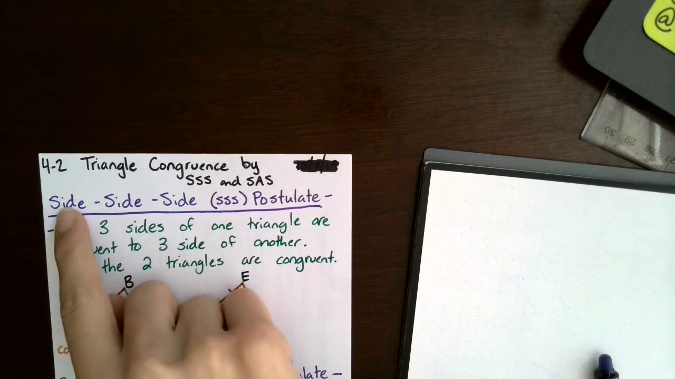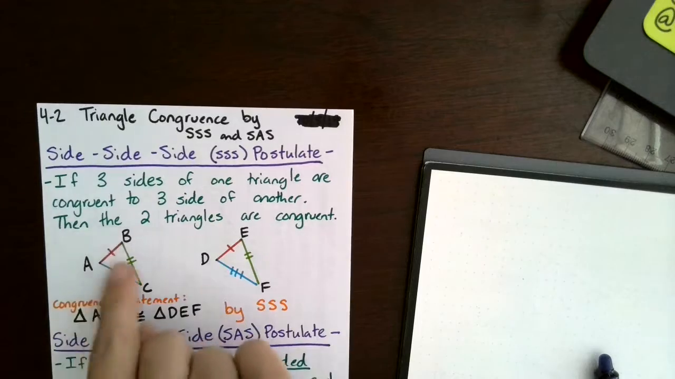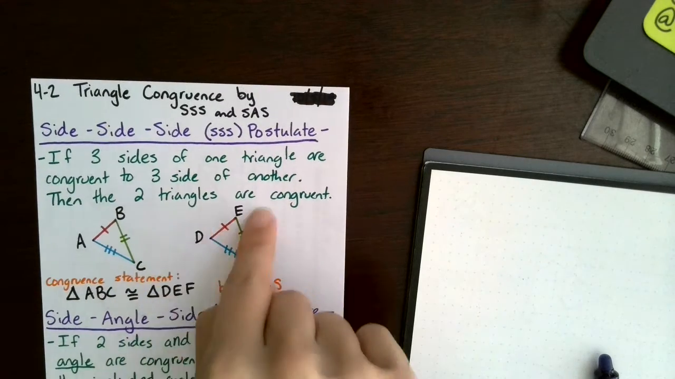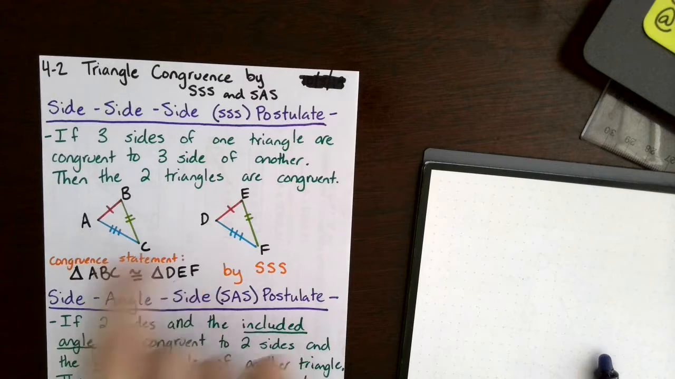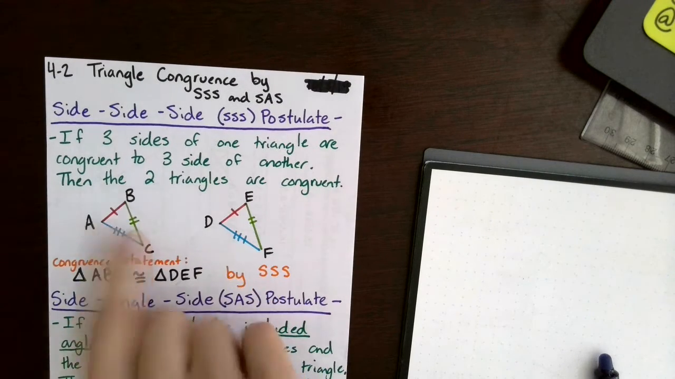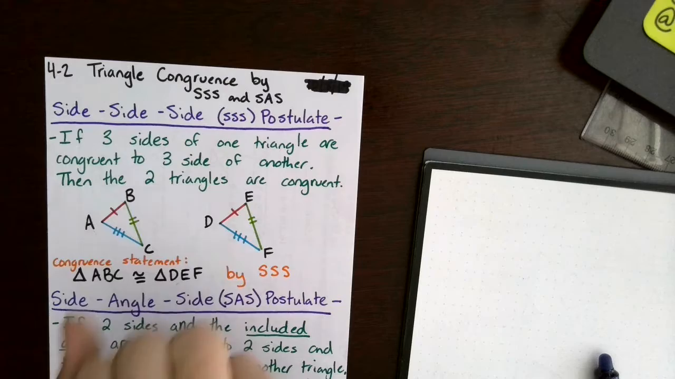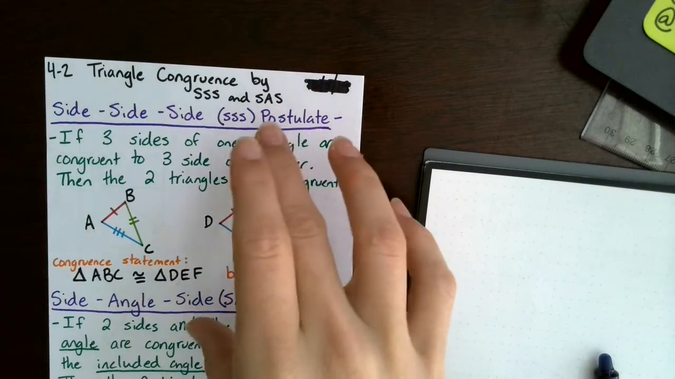So SSS stands for side, side, side. What that means is if 3 sides of one triangle are congruent to 3 sides of another triangle, then the triangles are congruent. Now, it used to be we needed all 3 sides and all 3 angles. This is saying if you just have all 3 sides, it works. Okay, so that's one way of proving it.